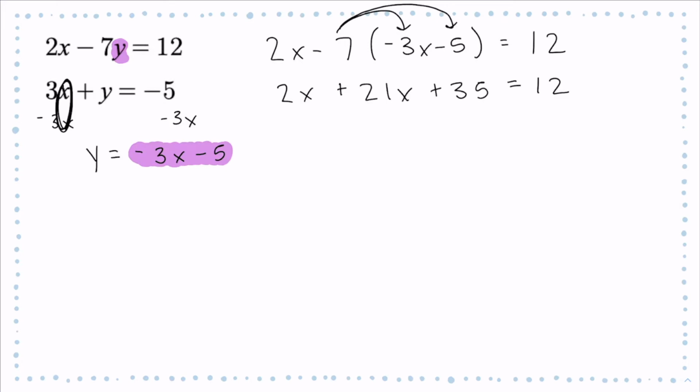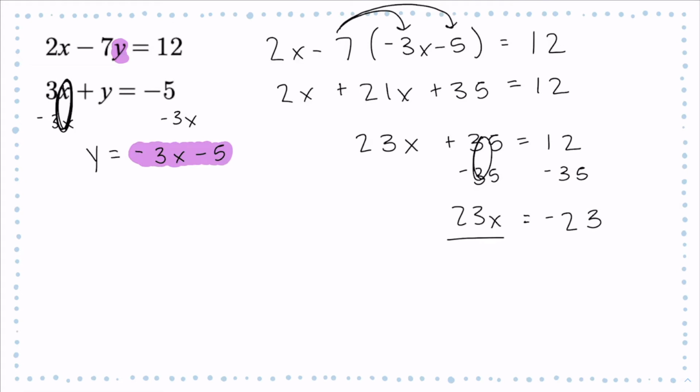And now we combine like terms on our left-hand side. 2x plus 21x gives us 23x. So now we are going to subtract 35 from both sides. 35 minus 35 is 0. And then 12 minus 35 gives us a negative 23. In our last step, we're going to divide both sides by 23, leaving us with x equals negative 1.